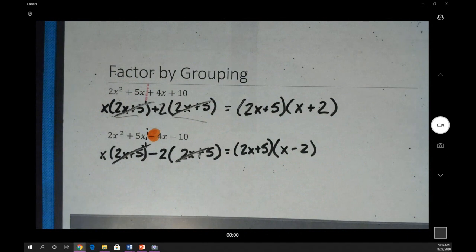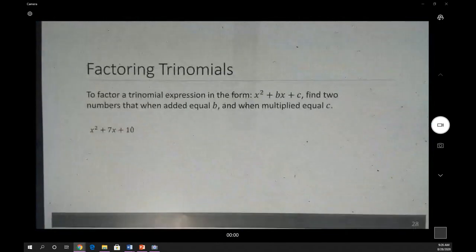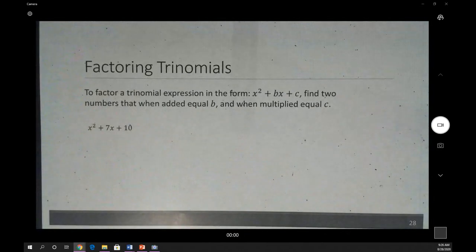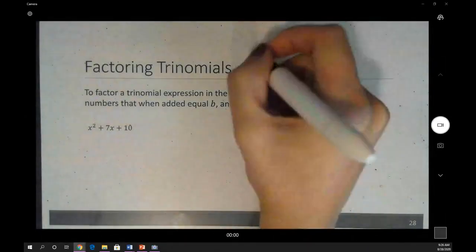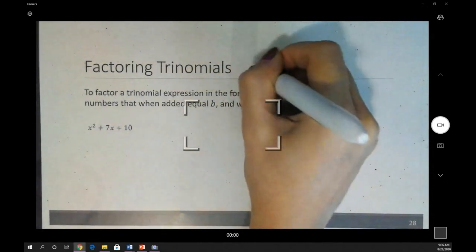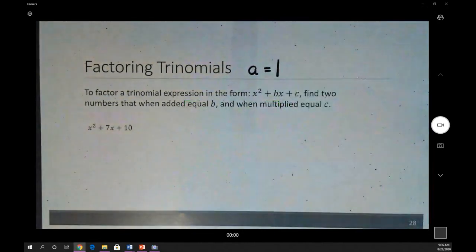So far we have greatest common factors, and we have factoring by grouping. Next we're going to look at trinomials, which are 3 terms. The first type of trinomials we're going to look at are trinomials such that a equals 1. Now let me talk about what that means.